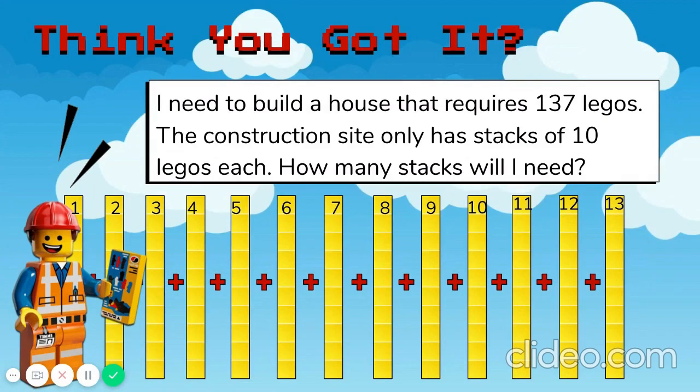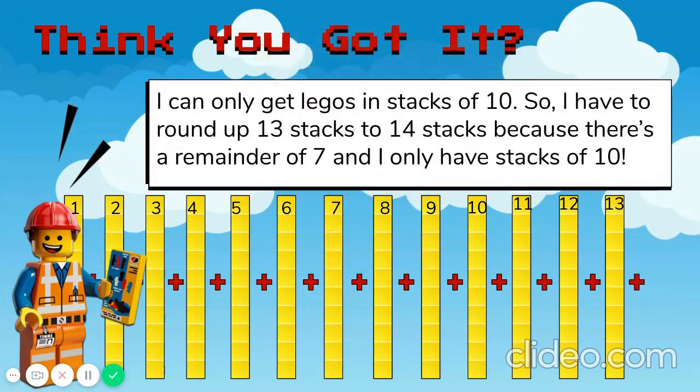Now wait a second. 130 Legos is less than the 137 Legos that I need to build a house. Meaning right now I would be missing a floor part or maybe a window or a door, which is not going to make the buyer of my house very happy. So what exactly do I have to do? The answer is round it up, because we can only get Legos in stacks of 10.